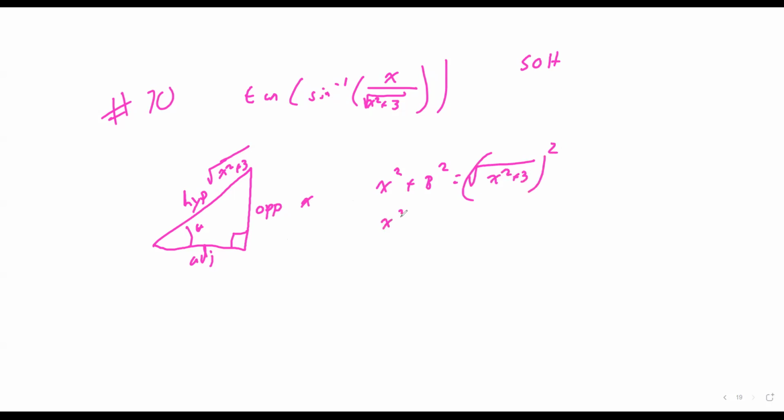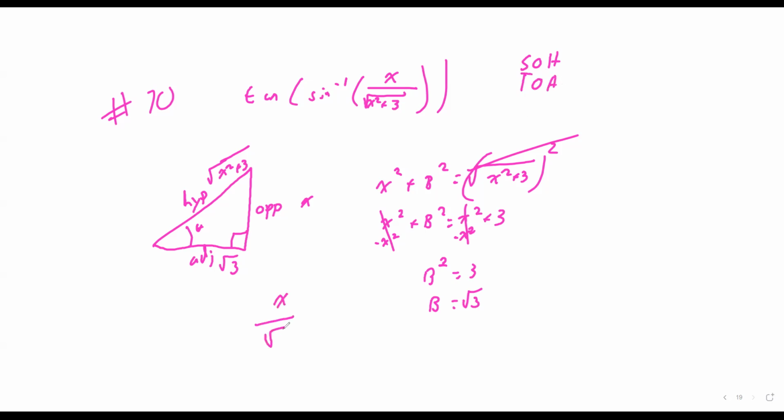So that gives me x squared plus b squared equals x squared plus 3. Subtract x squared, those cancel. So I get b squared equals 3, so b equals the square root of 3. Okay. Tangent then is TOA, so this would be x over the square root of 3.